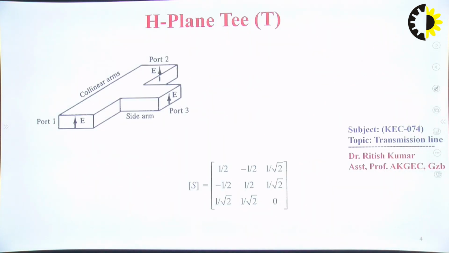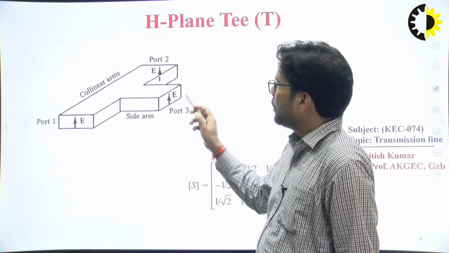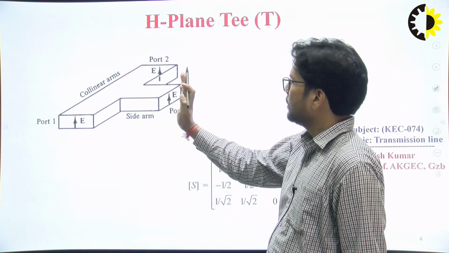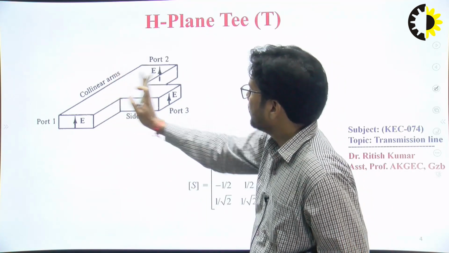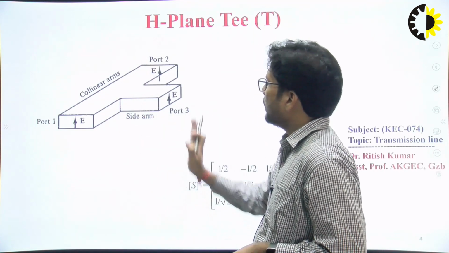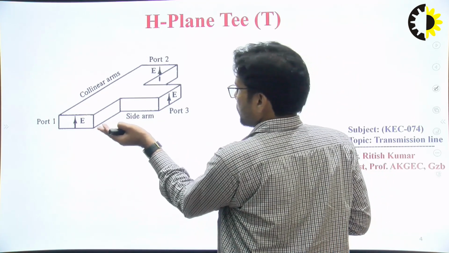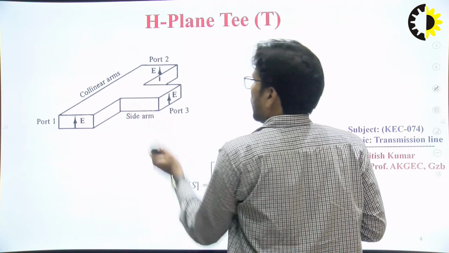Now the H plane T. Similarly we have the H plane T here. You can look at here. This is an E plane T, and this is the plane of the E plane, and you can observe here this auxiliary arm is perpendicular to this plane, or we can say this auxiliary arm is perpendicular to the E plane while parallel to the H plane.